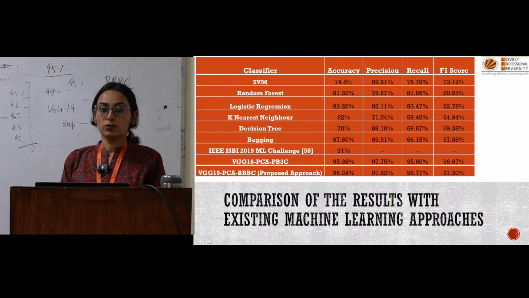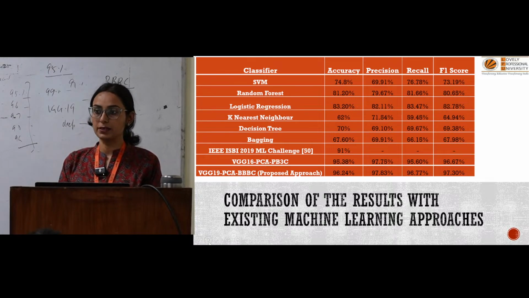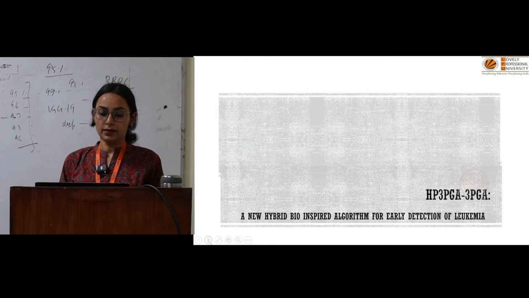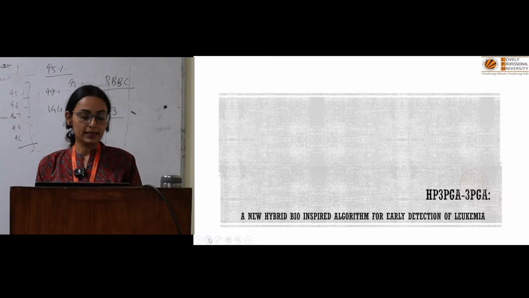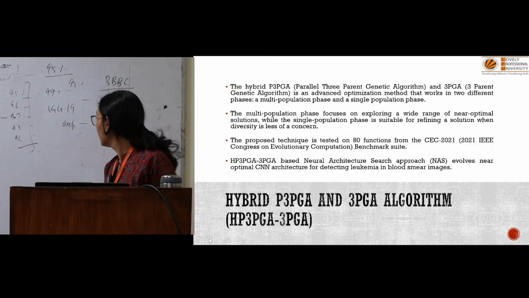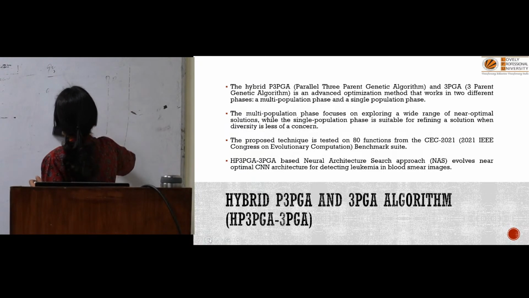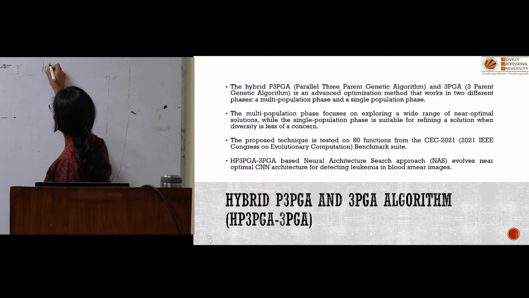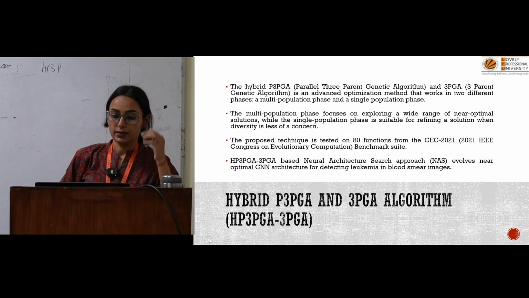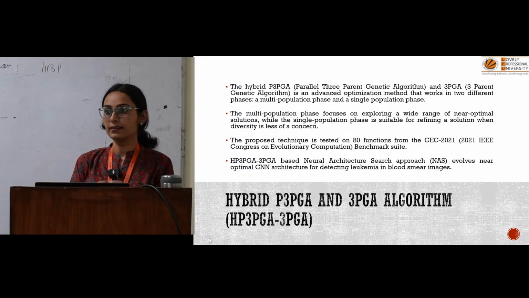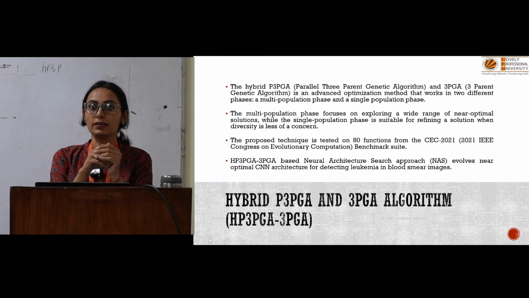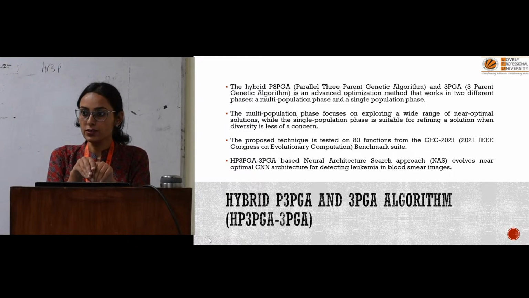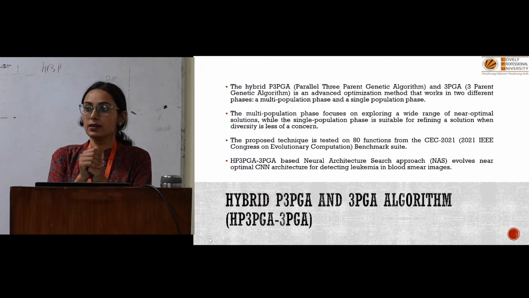So now the next approach, that is the HP3PGA approach. It is the hybrid parallel 3-parent genetic algorithm, a bio-inspired approach. Now mainly it focuses on two things. One is the P3PGA and second one is the 3PGA. In this case, what we have done, the 3-parent genetic algorithm is used over here. So we are generating the initial population and after that applying the genetic algorithm operations onto that.